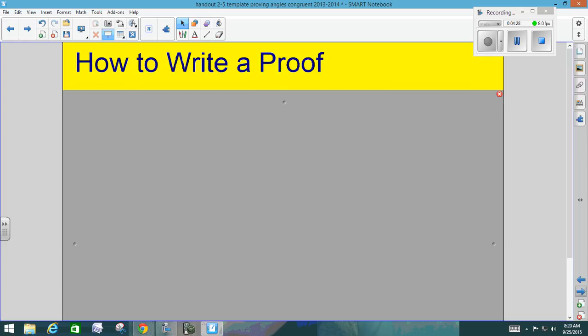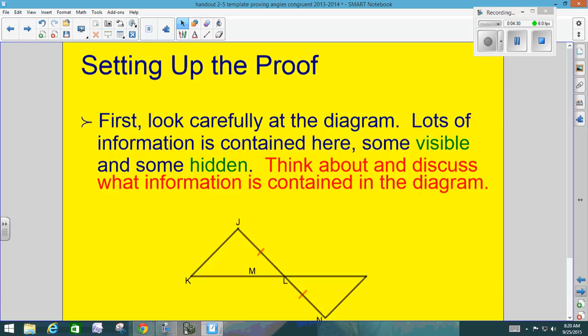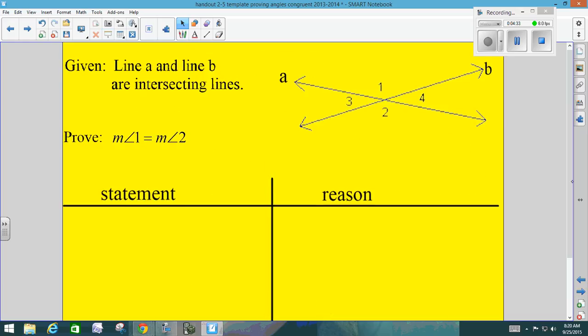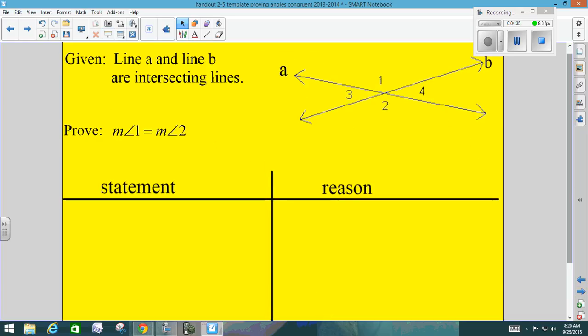We know what they start to look like. Okay. We should be here. Are you here? Given line A and B are intersecting lines, and we want to prove that angle 1 is equal to angle 2. All right? So copy down your given. Number your steps for me, please. I'm going to shorten this up and just say line A and line B intersect. You don't have to say are intersecting lines.